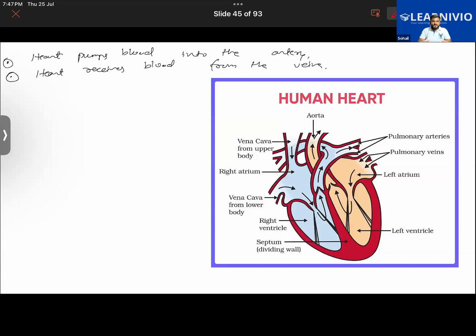Write it fast. So that is the basic thing here. The heart would be pumping blood into the artery, but generally the artery carries the pure blood, right? But here we know that there's a special kind of artery. Just write down this. Okay?